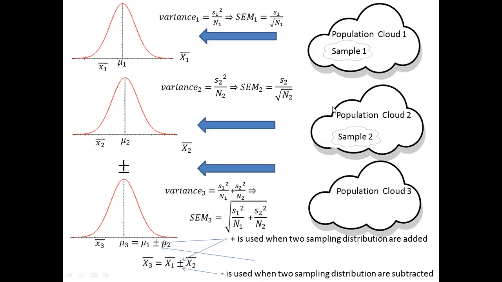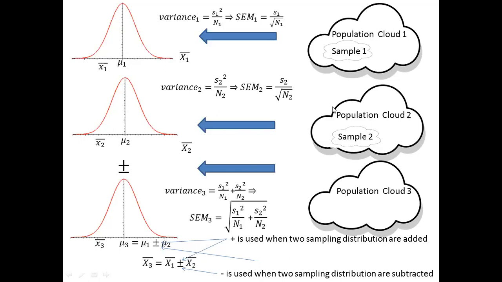Okay. Now the law of variances states this thing, that whether we add the two sampling distributions of means or we subtract the two sampling distributions of means, variances are always added. They are never subtracted. That is, the variance 3 of this third sampling distribution of the mean belonging to the third population cloud would be the sum of the previous two variances, S1 square upon capital N1 plus S2 square upon capital N2.